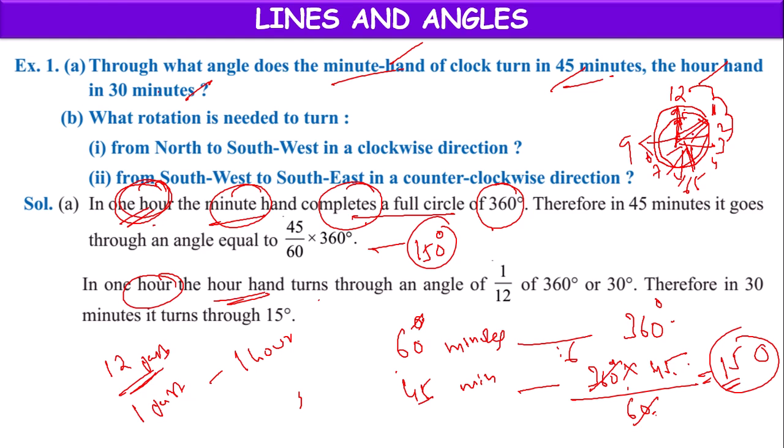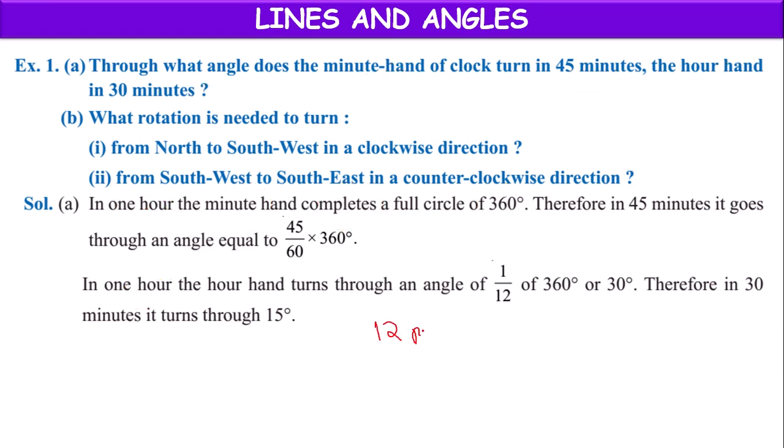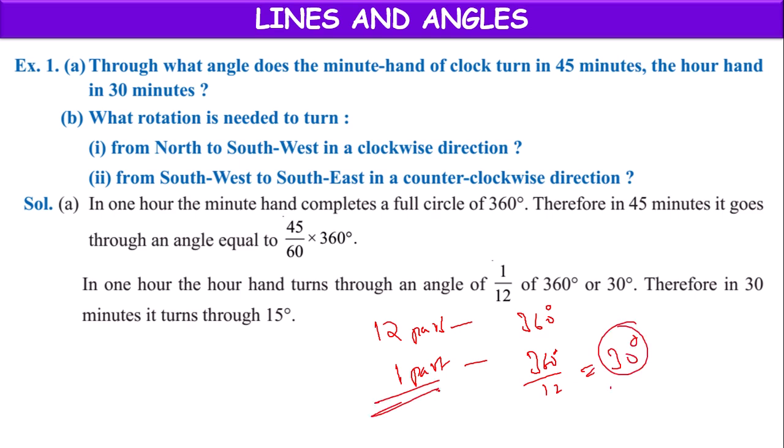But the 1 hour part equals 30 degrees. The 12 to 1 angle part: the total 12 parts equal 360 degrees, so 1 hour part equals 360 by 12, which is 30 degrees. So in 1 hour, it makes an angle of 30 degrees. But they are asking for the hour hand in 30 minutes. 30 minutes means half an hour. If in 1 hour it makes a 30 degree angle, in half an hour, how much angle will it make? 30 by 2, which is equal to 15 degrees.